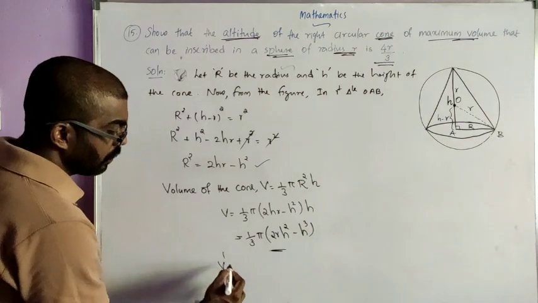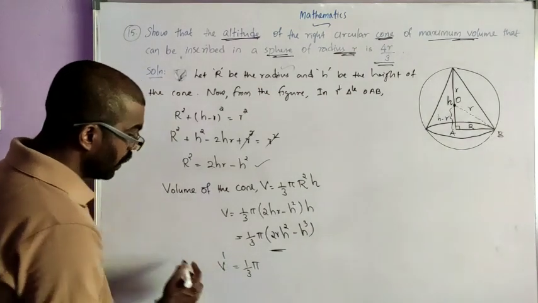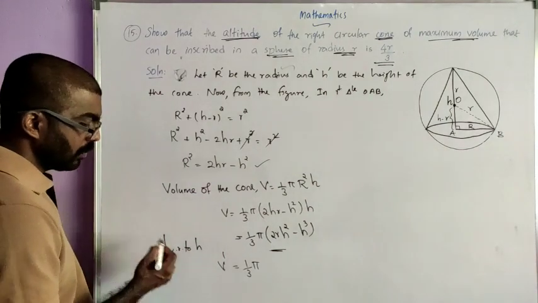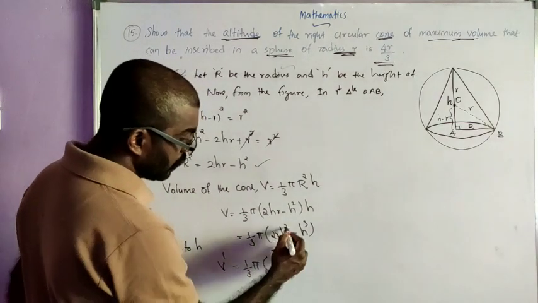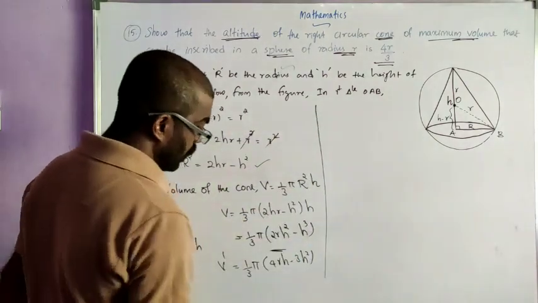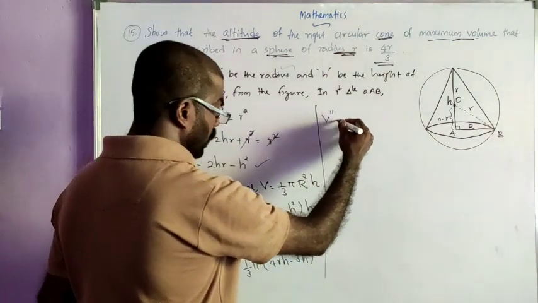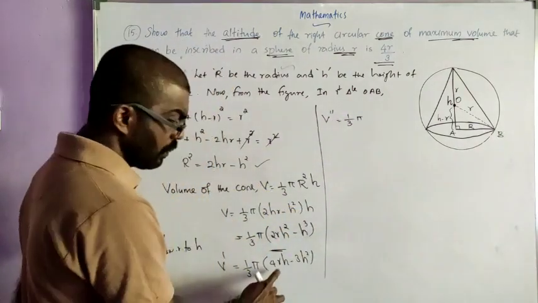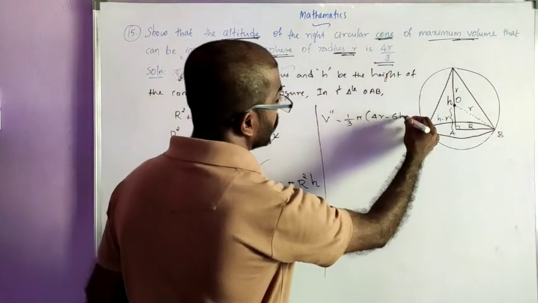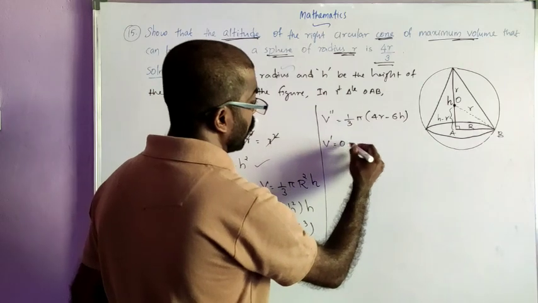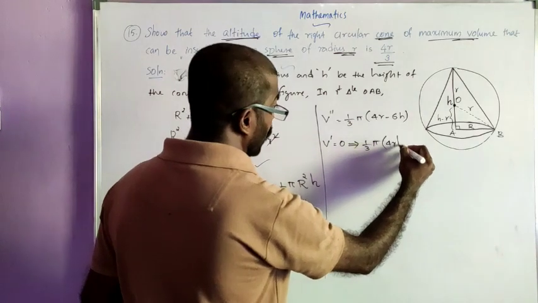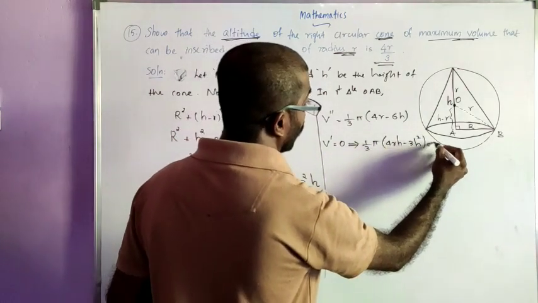Now we take the derivative. V dash is equal to 1 by 3 pi into, here we differentiate with respect to h, 2 twos are 4, 4rh minus 3h square. Now let's take the second order derivative, V double dash, which is equal to 1 by 3 pi into 4r, then minus 3 twos are 6, 6h. First order derivative we can equate to 0: V dash equal to 0 implies 1 by 3 pi into 4rh minus 3h square equal to 0.